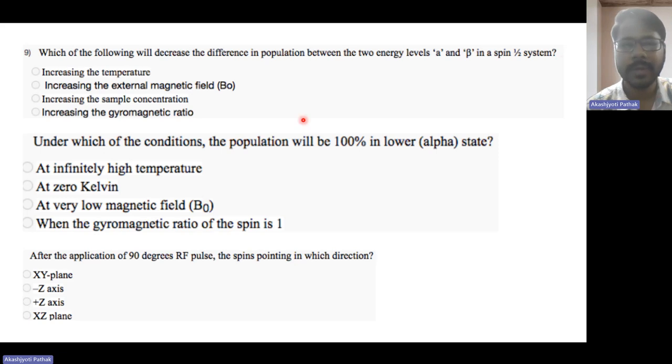And then moving to the next question: which of the following will decrease the difference in population between the two energy levels, alpha and beta, in a spin half system? There are four options: increasing the temperature, increasing the external magnetic field, increasing the sample concentration, and increasing the gyromagnetic ratio. So what will be the answer?